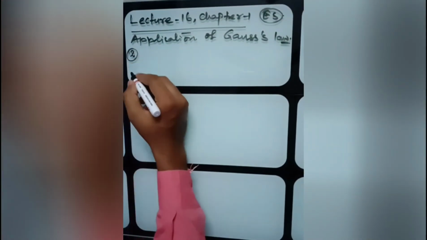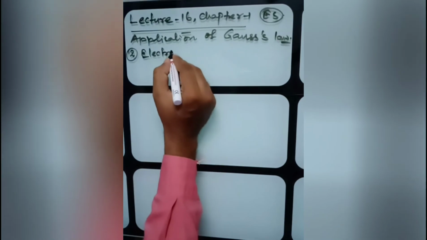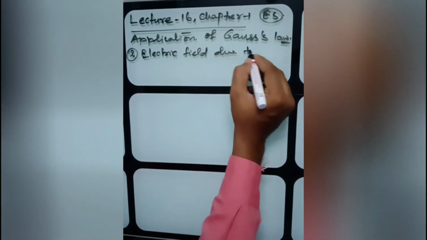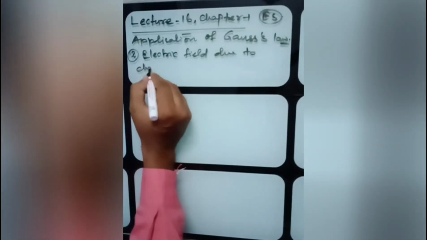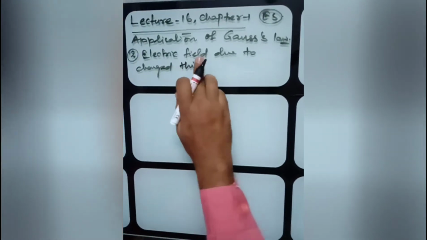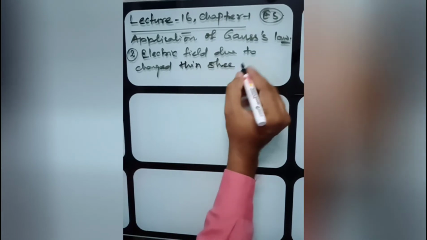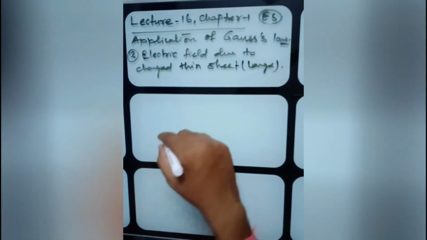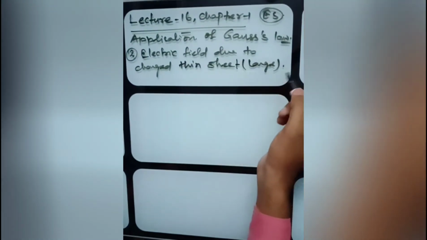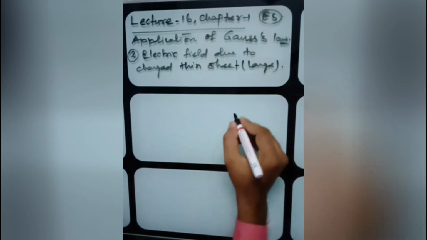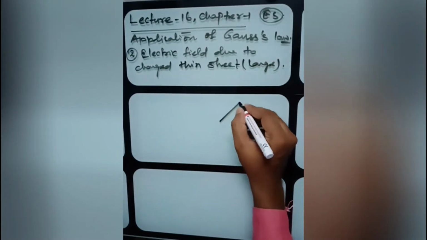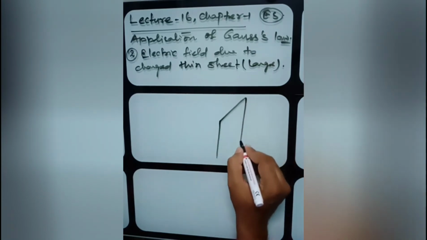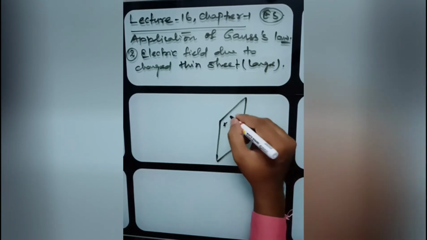Now the second application, my dear students: you have to find the electric field due to a uniformly charged thin sheet, and this thin sheet will be very large. You can use a metal plate also, and the thin sheet you have to use over here to find the electric field. Suppose this is the thin sheet. It is charged uniformly.